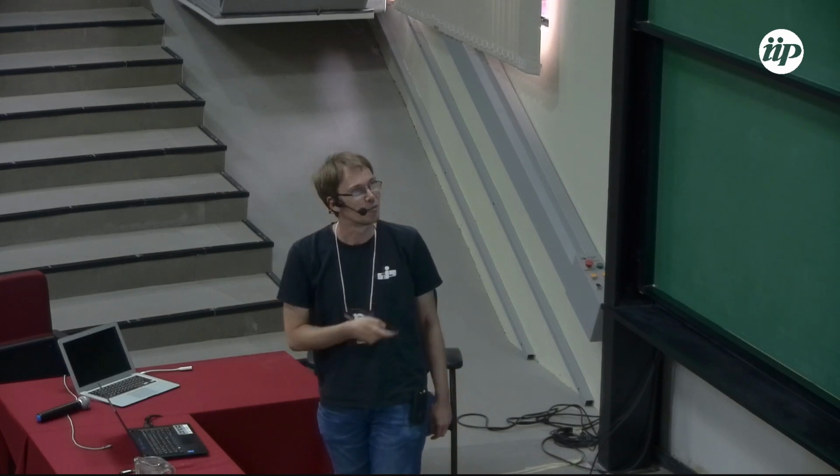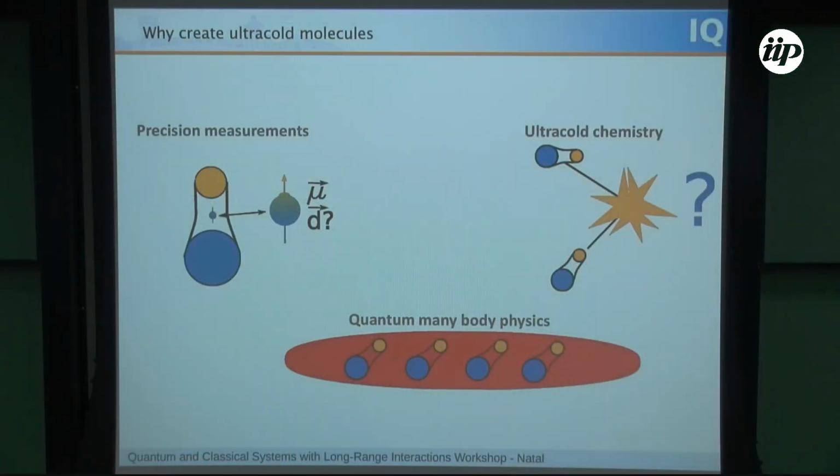So I would first like to talk about why we try to do it anyway. Apart from the quantum many-body physics that we already heard about and will hear a lot more about, there are a couple of other reasons why you want to make ultra-cold molecules. One is they can help you find out about some fundamental constants, in this case, for example, the electron electric dipole moment.